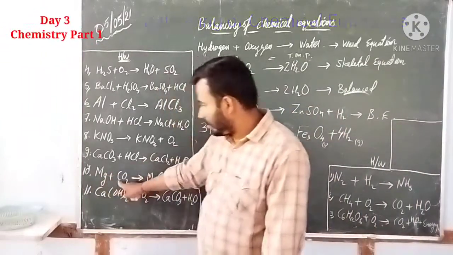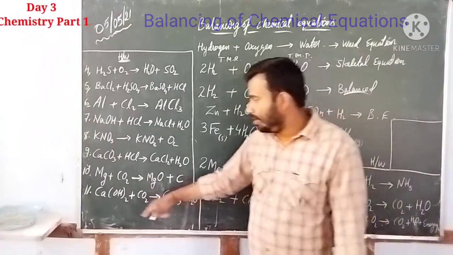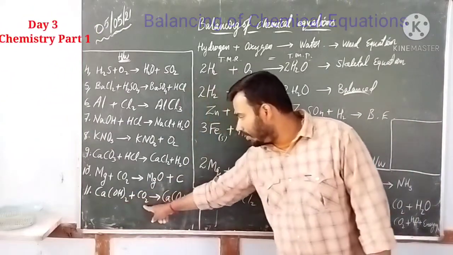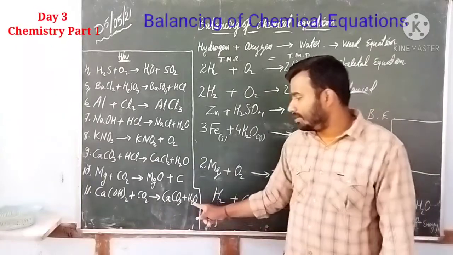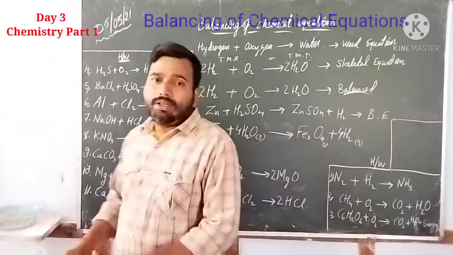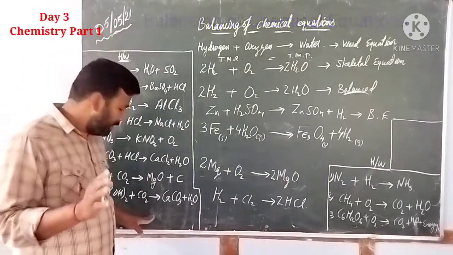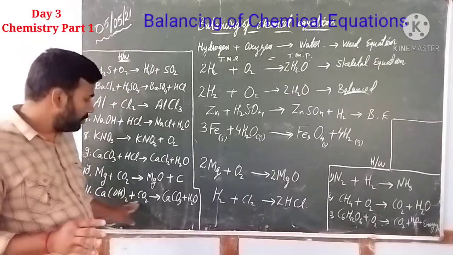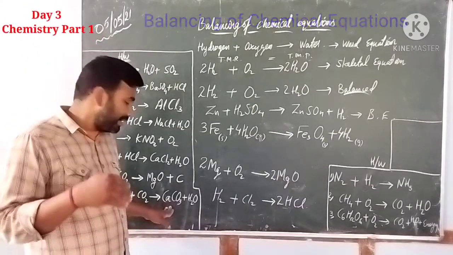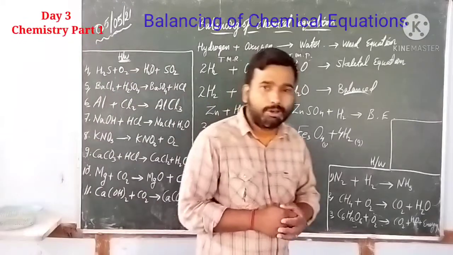Then magnesium and carbonate. Then magnesium oxide and carbon. Then calcium hydroxide and carbon dioxide gas react to give calcium carbonate and water. Here you can see calcium hydroxide. If you pass carbon dioxide gas through calcium hydroxide solution, what will be formed? Calcium carbonate as well as water. So these are some of the chemical equations.